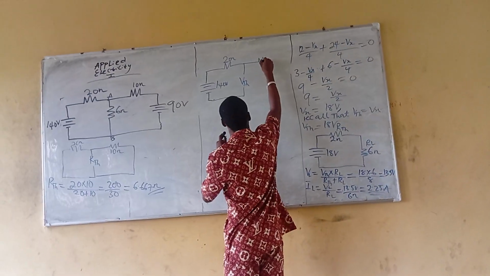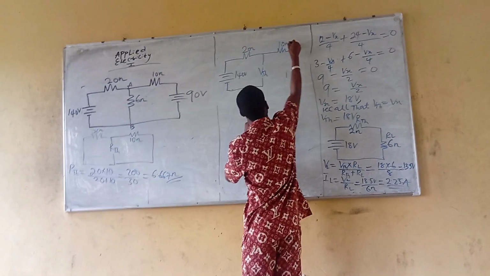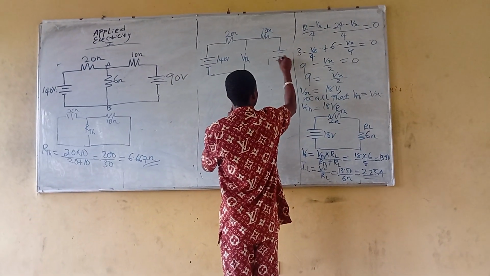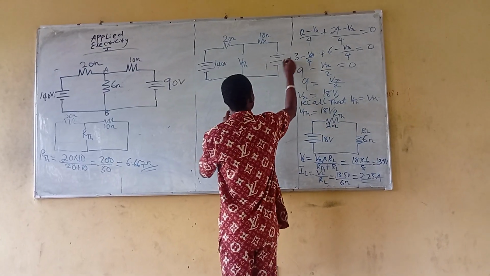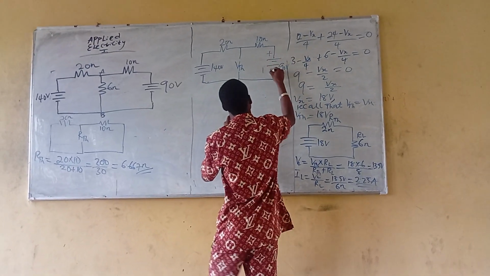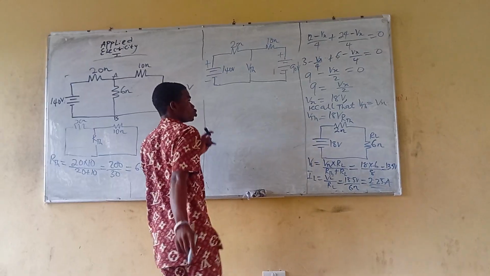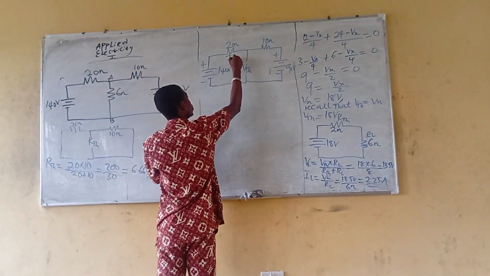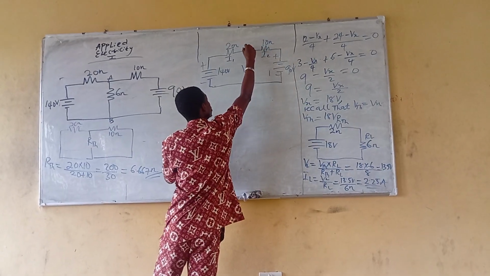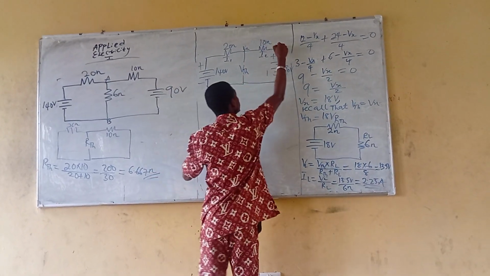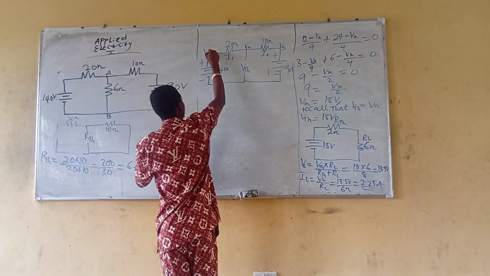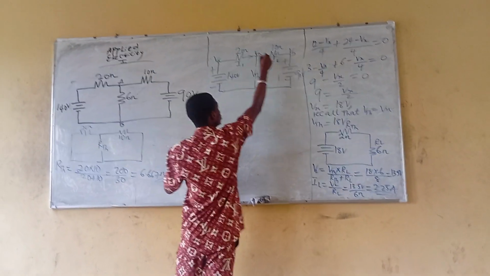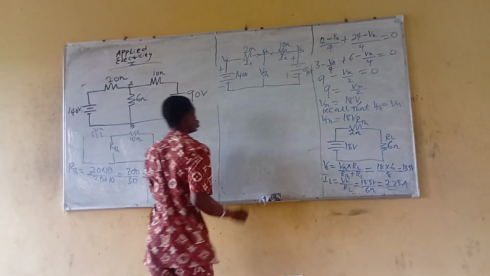So this is going to be 10 ohms, then 90 volts, plus, minus, plus, minus. We are still going to apply nodal analysis. Let's call these I1 and I2. Let's call this VTH, this VB, and this VA. As you can see, both I1 and I2 are flowing into the node.